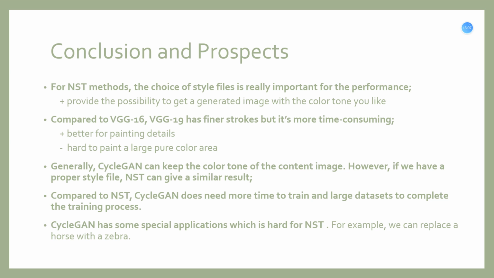Compared to AST, CycleGAN does need more time to train and large datasets to complete the training process, which is hard to achieve. But CycleGAN does have some special applications which are hard for AST. For example, we can replace a horse in the image with a zebra.